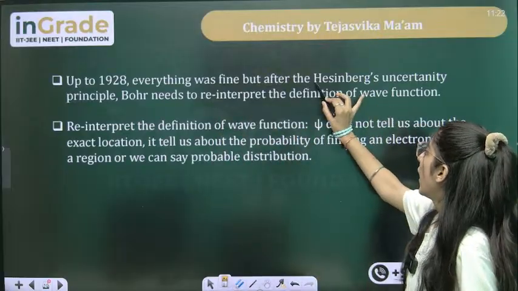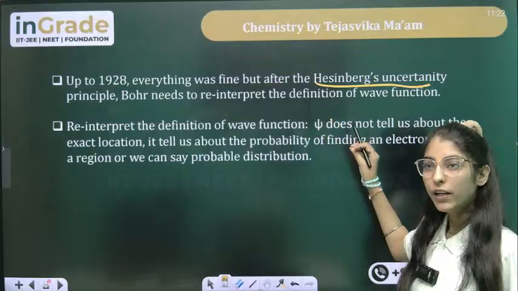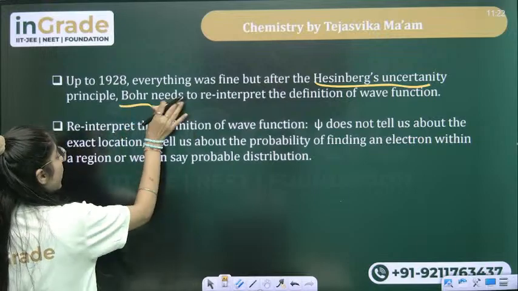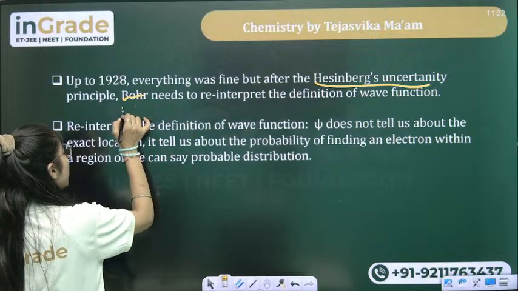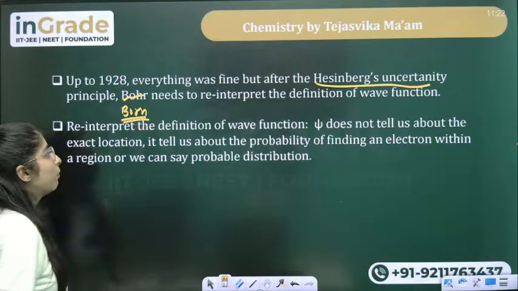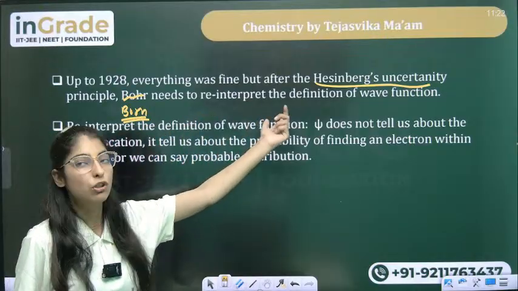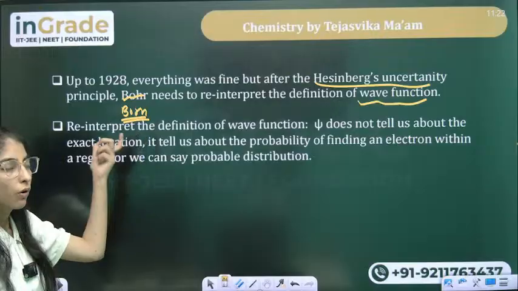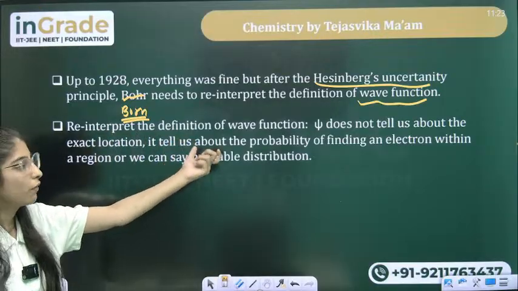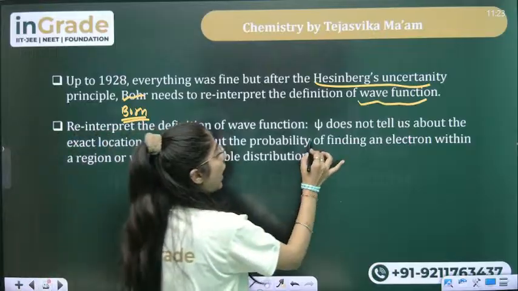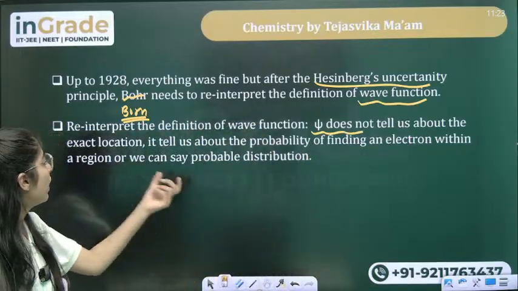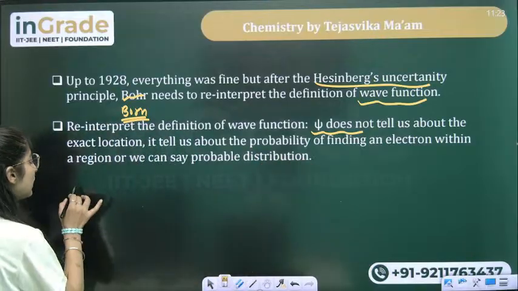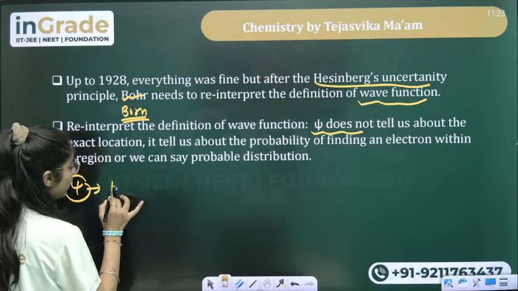After 1928, Heisenberg's uncertainty principle came, and Born, the name of the scientist, needs to reinterpret the definition of the wave function. So what is this wave function? The reinterpreted definition simply says that psi is not going to tell us the exact location where your electron is present. As I told you, psi itself does not contain any physical significance.